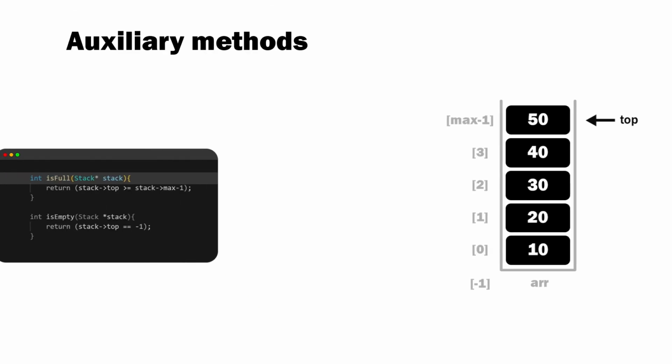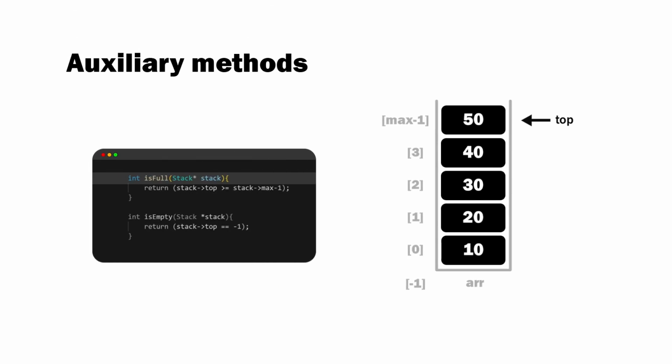As mentioned at the beginning of this video, there are two auxiliary methods that are especially useful when working with a stack. The first one, isFull, checks whether the stack is full. This is determined by verifying if the value of top is greater than or equal to max minus 1. We use max minus 1 instead of max, because arrays in C are zero-indexed, meaning they start at index 0 and go up to n-1.